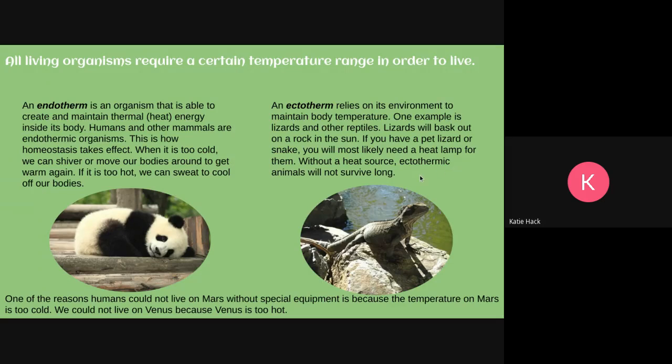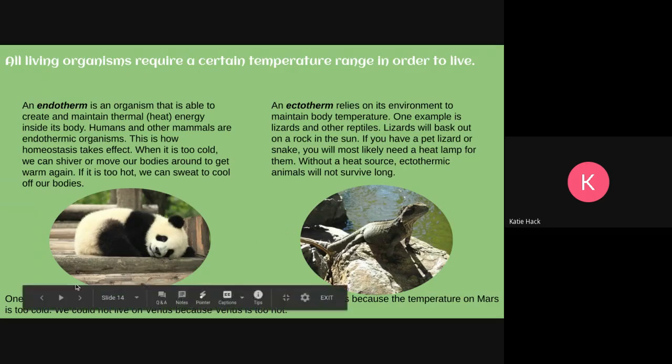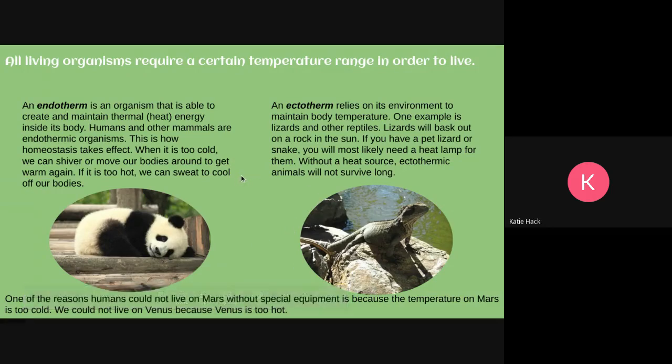One of the reasons humans could not live on Mars is because the temperature is too cold. And we also could not live on Venus because the temperature would be too hot.